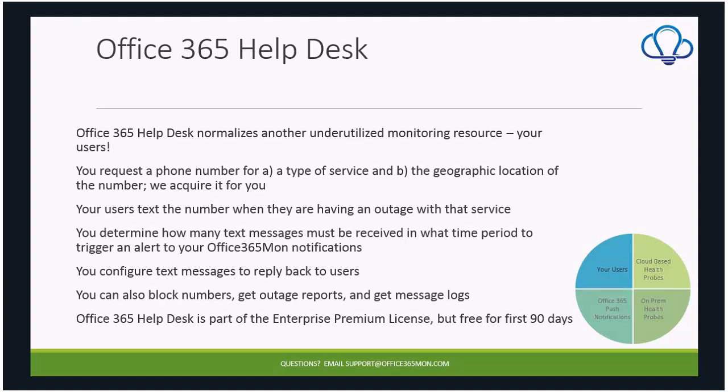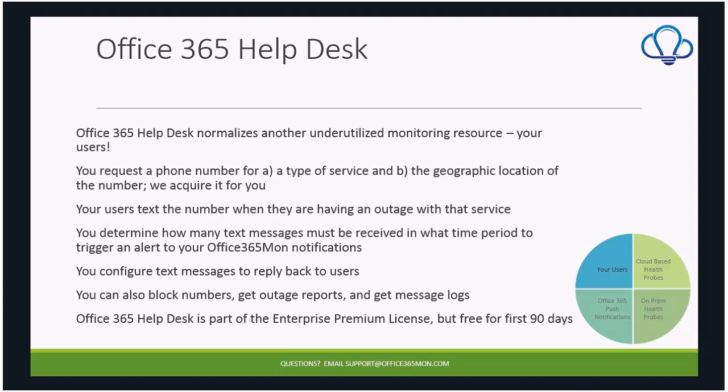And the way we do it is you go into our site, and we'll go through this process. You go to where you configure the Office 365 Help Desk feature, and you say, I want to get a new phone number for this type of service, where a service would be either Exchange Online or SharePoint Online, and you tell us the geographic location of the number, and we have a fixed list of geographies where we can get phone numbers for you. So you say, go get that phone number, and we acquire it for you.